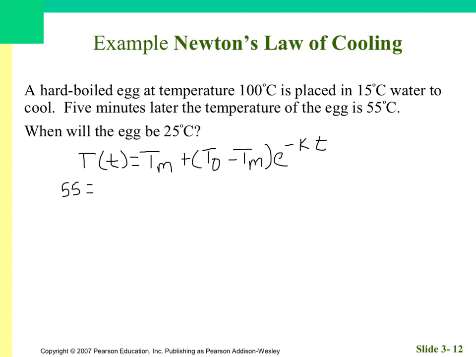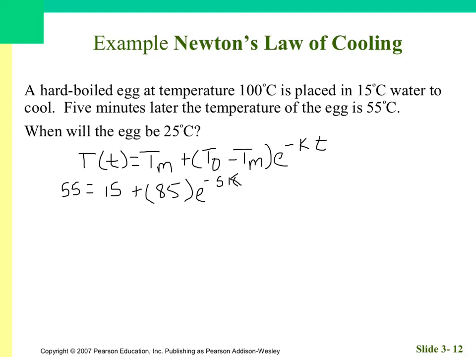55 equals. Now, the Tm is the water temperature. And then the T0 is 100. What's 100 minus 15? 85. E to the negative 5k, because t is 5 minutes. So we have to solve this for k.